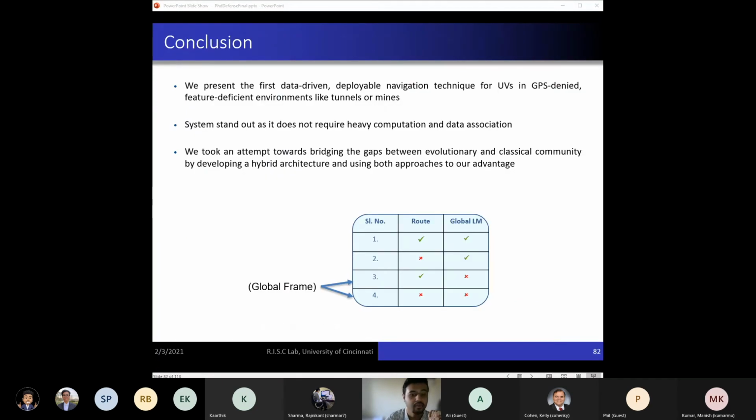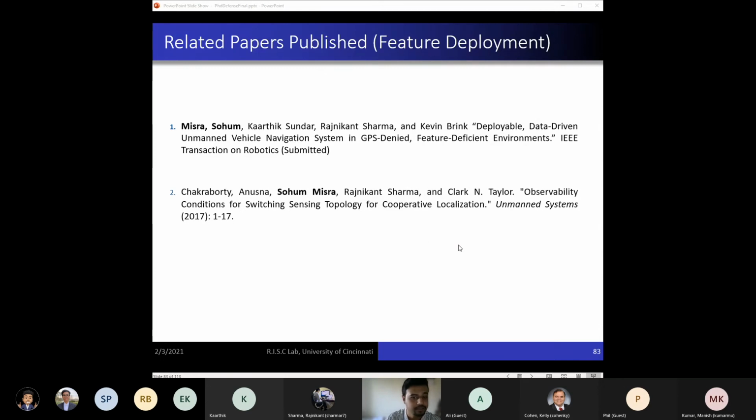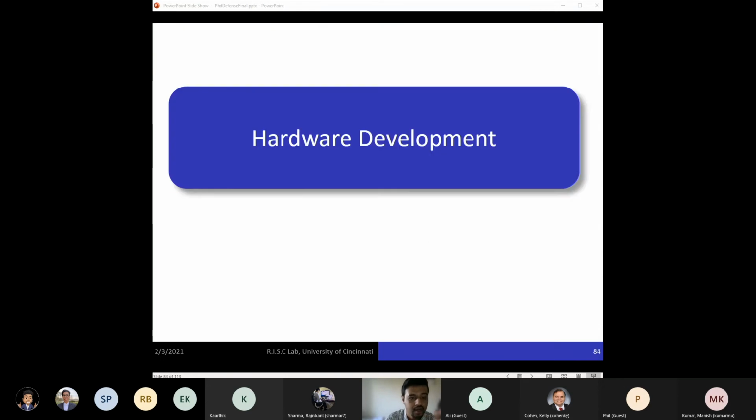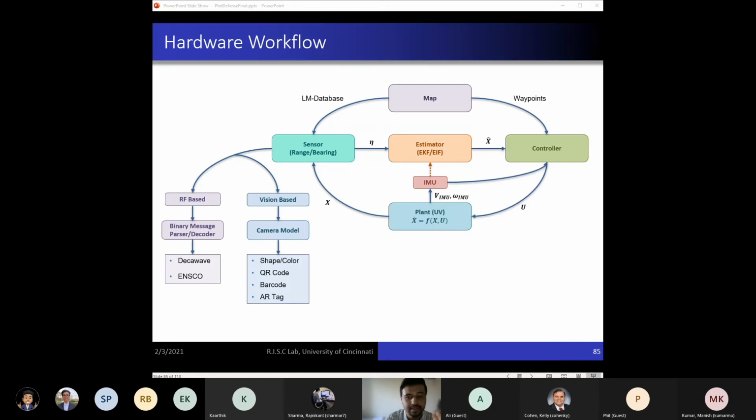And in this project, we used a hybrid optimization technique, and we aimed towards addressing points 3 and 4 in a global setting. These were the related papers published pertaining to this work. Now, moving on to the hardware section, the workflow shows the standard navigation architecture used for hardware and simulation. Since obtaining measurements from range and bearing sensors and developing appropriate data association techniques are crucial steps for localization in a GPS-denied environment, a lot of focus was channeled into developing the sensors and their corresponding data association steps.